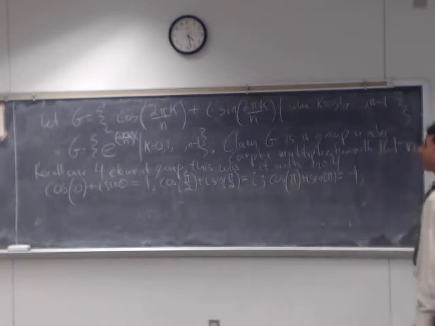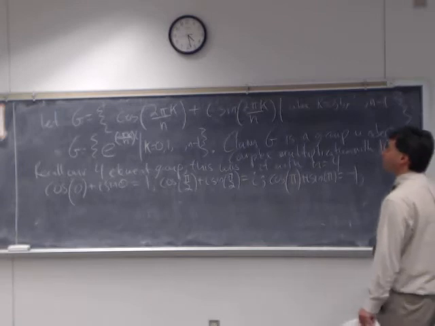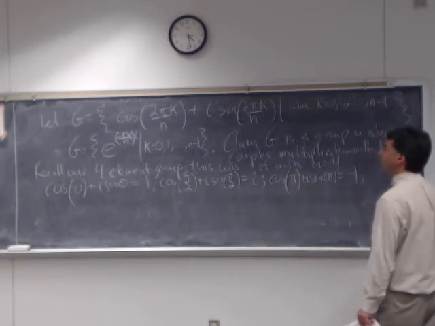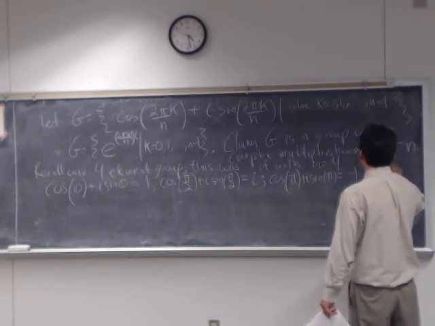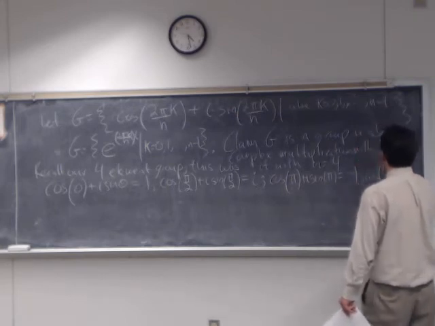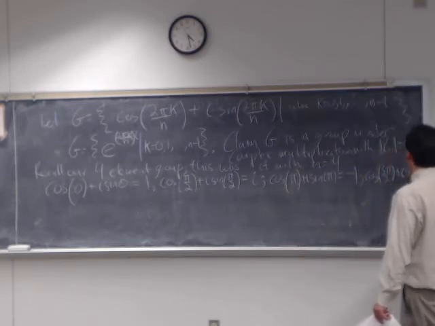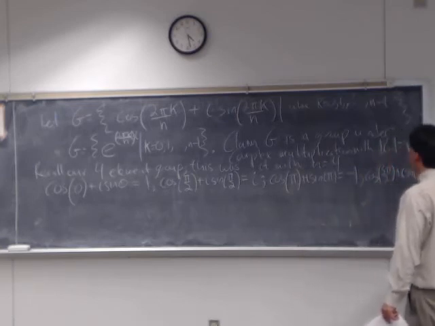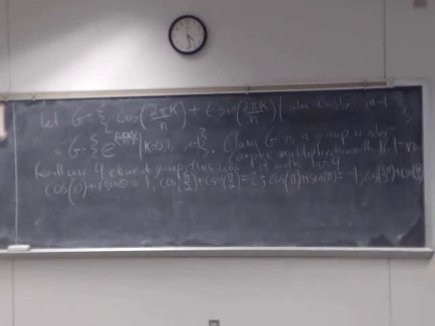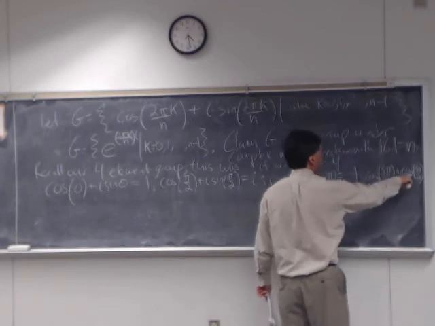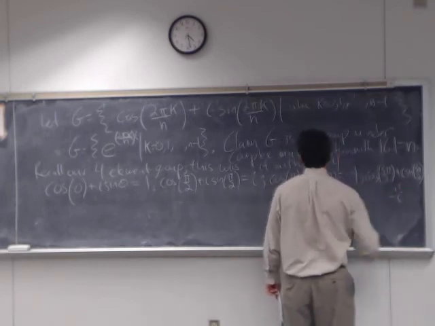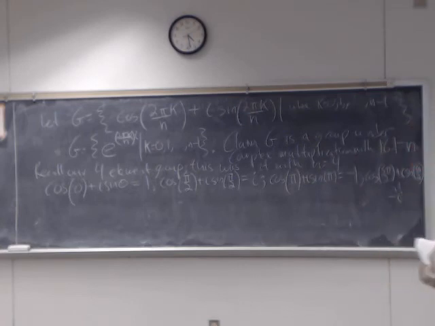And finally, when I plug in n minus 1, which is 3, I get 2 pi times 3 is 6 pi over 4, or 3 pi over 2. Cosine of 3 pi over 2 plus i sine of 3 pi over 2. But the cosine of 3 pi over 2 is 0, and the sine of 3 pi over 2 is negative 1. So I just get negative i. So the four-element group that had 1, i, negative 1, and negative i is in fact created this way.